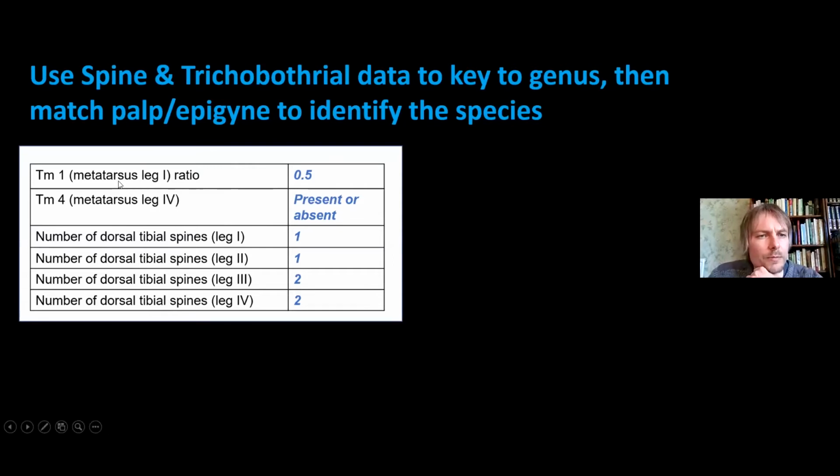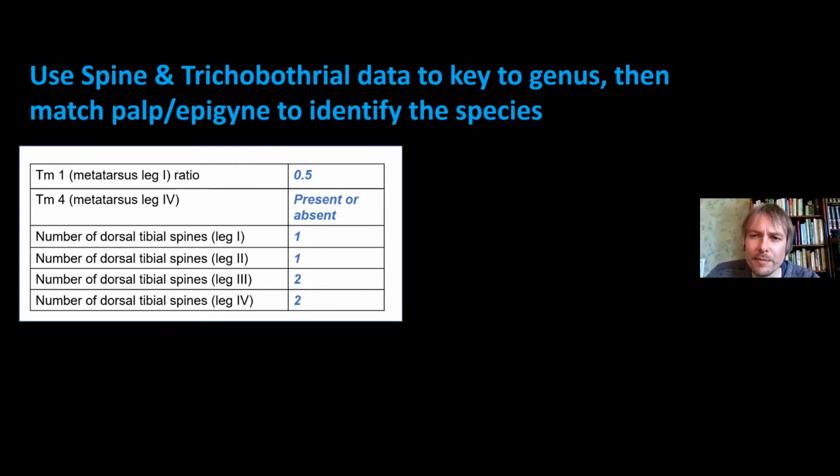So metatarsus 1, Trichobothria. So they're termed TM. So Trichobothria on metatarsus, leg 1. And that ratio, so you'd write that down. So in this case, it would be in the middle, the metatarsus, so 0.5. Then on the rear leg, is it present or absent? You don't even have to know the position, really. You just want to know, is it there or isn't it?